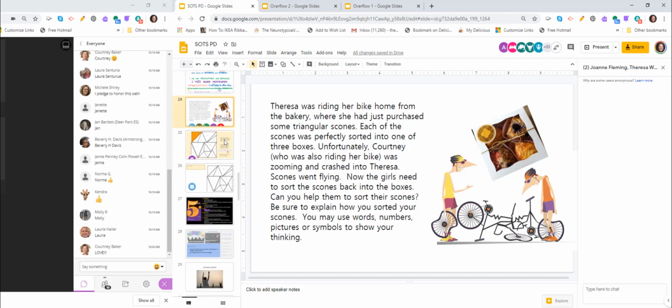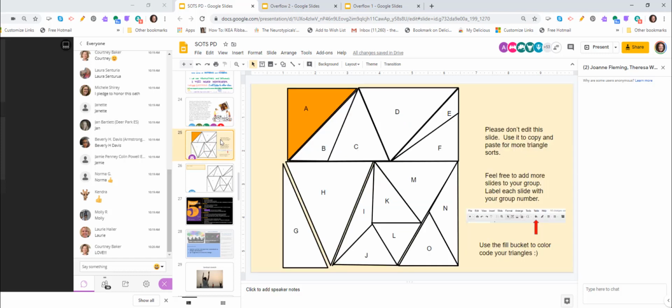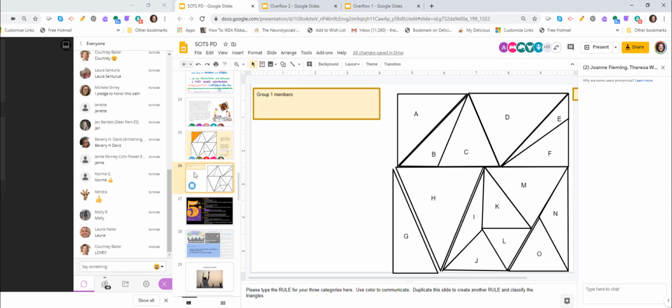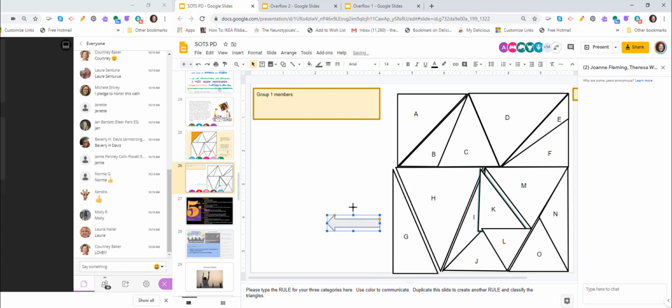And what you'll notice is on slide 25, there's some little tips about color coding. And slide 26 is what you're going to get for your group slide. You'll notice there's a couple key things to pay attention to in your group slides. A place for you to put your members' names. I would like to celebrate who had these great ideas, so please don't forget that. Down at the bottom, I can't really move my arrow to there, but there are the presenter's notes, and it says, please type the rule for the 3 categories here. Use color to communicate, and then duplicate the slides.